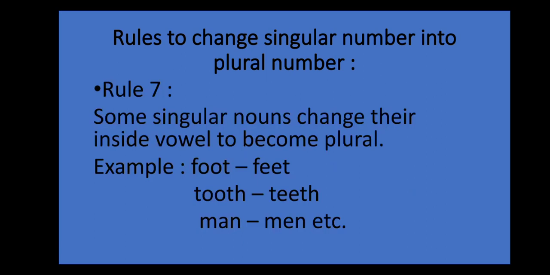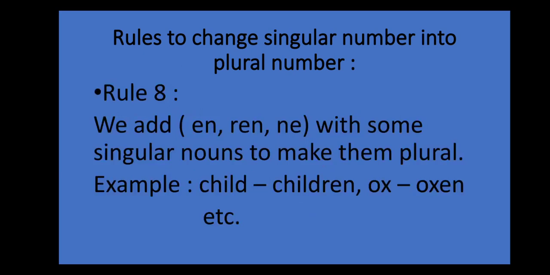Rule 7. Some singular nouns change the inside vowel to become plural, like foot, feet, tooth, teeth, man, men, etc. We add en, ren, or an with some singular nouns to make them plural, like child, children, ox, oxen, etc.